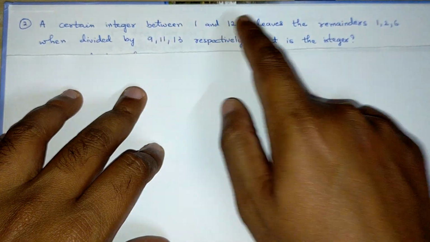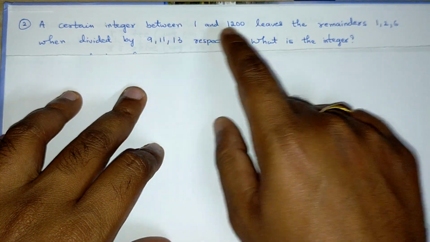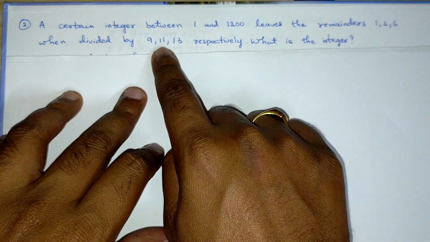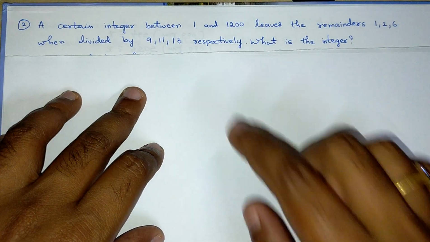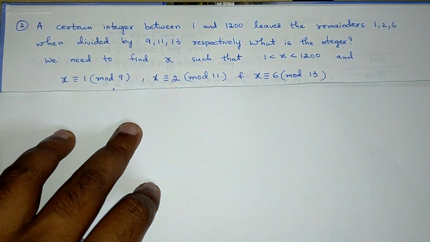So it is x congruent to 1 mod 9, and x congruent to 2 mod 11, x congruent to 6 modulo 13. So this is the question.